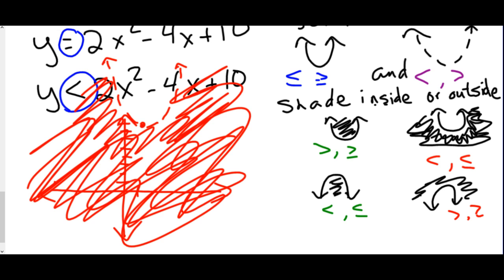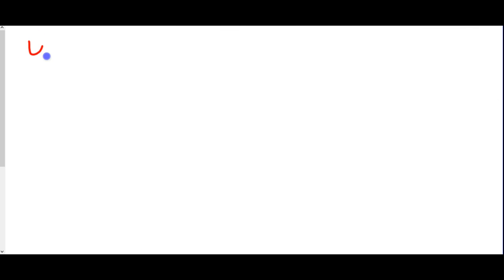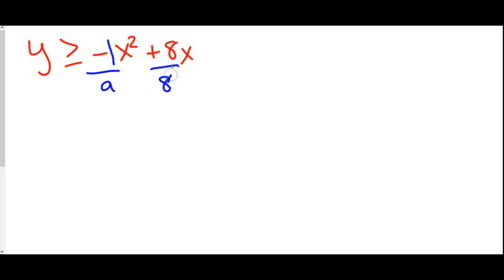So let's try one more. Say we have y greater than or equal to negative x squared plus 8x. So this is what we're starting with. We still need to know our a and our b to find our vertex to start our graph. A is the number in front of x squared. Right now, though, there's nothing written there. We have to assume it's the invisible -1. So -1 is A, 8 is B.